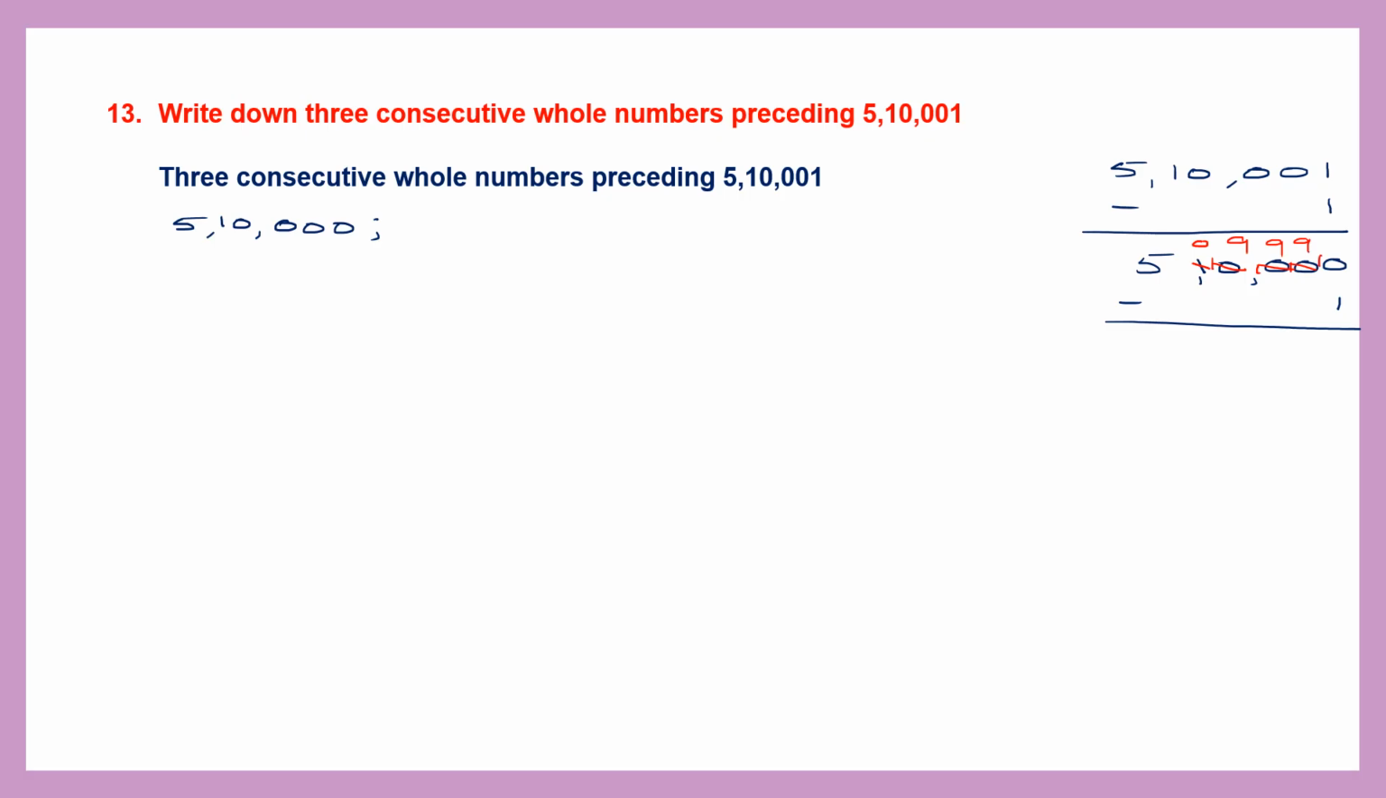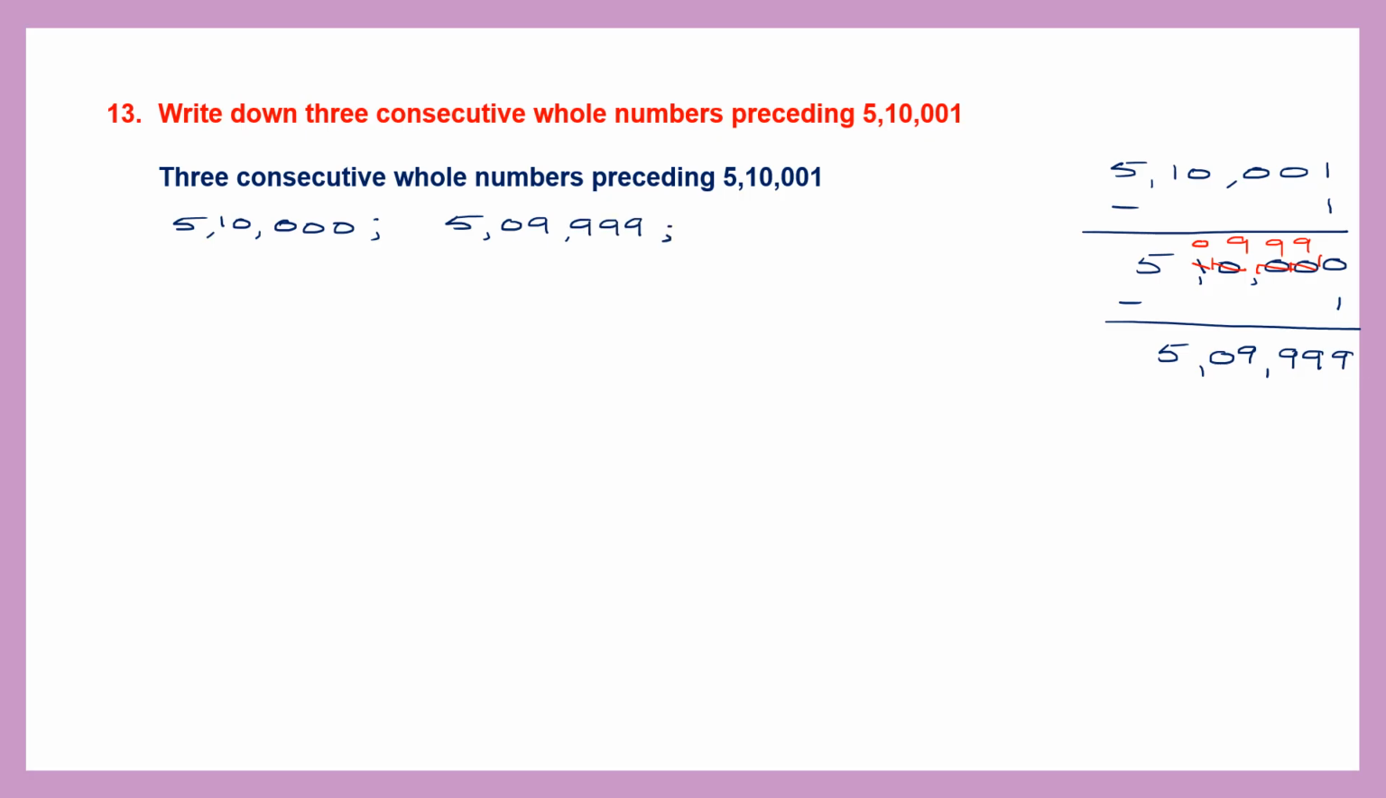Now subtract. 10 minus 1 is 9. Then we have 9 and 9. Then again 9. We have a 0 here and 5. So this is the predecessor of 5,10,000. And what is it? 5,09,999. So let's write our answer, 5,09,999.